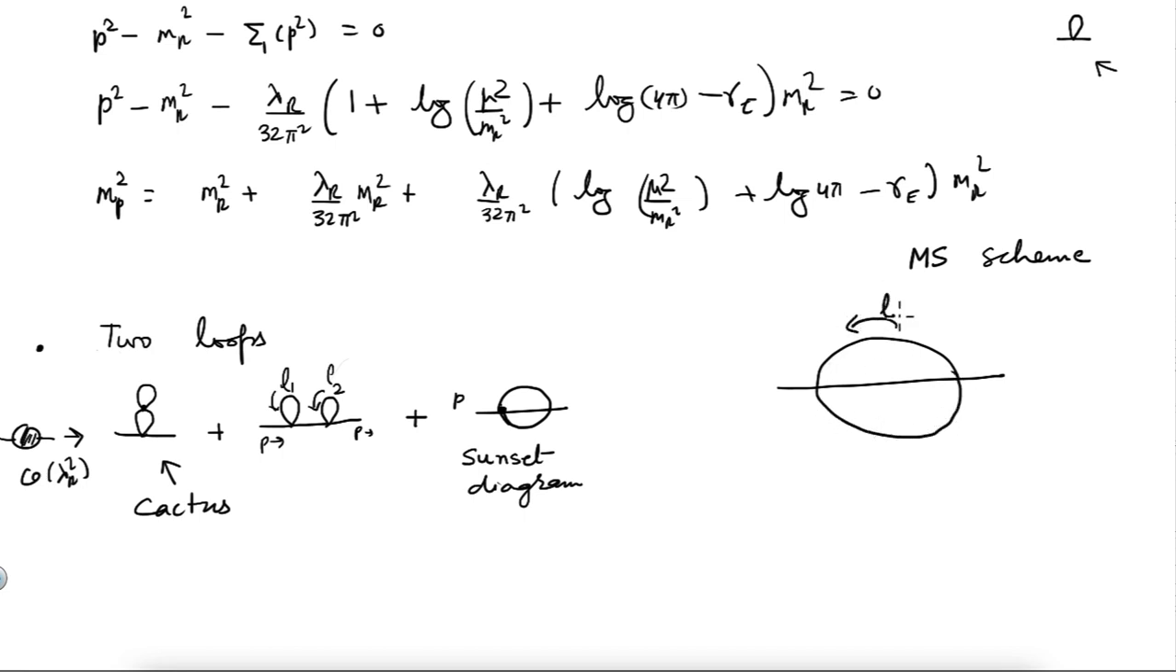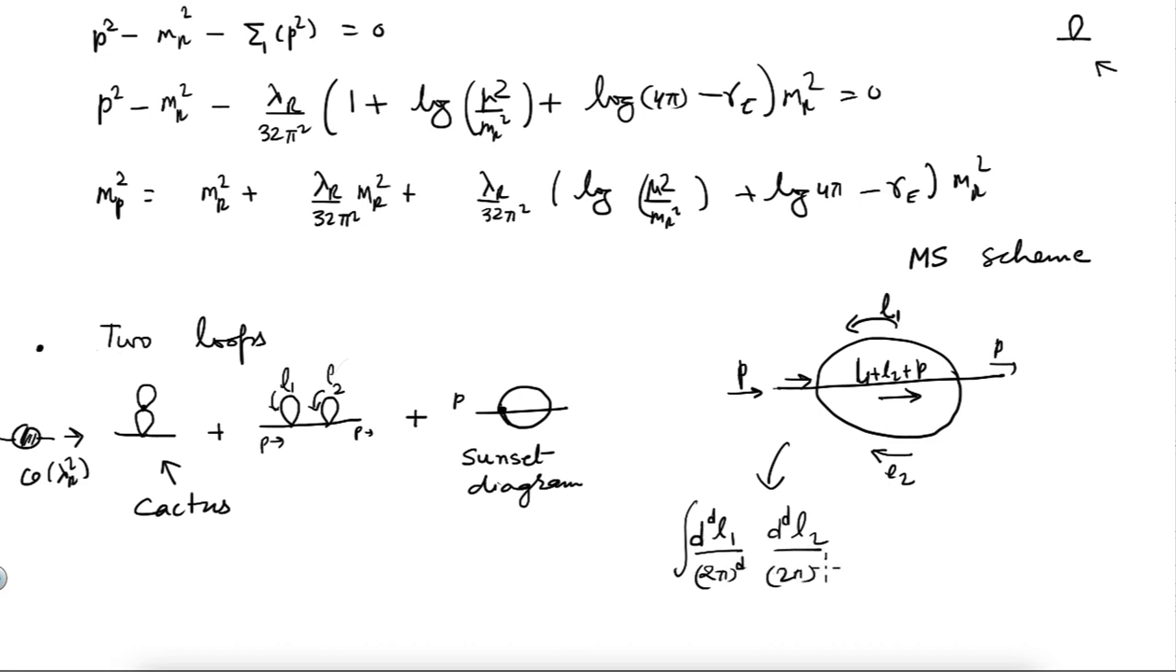So let's say you put L1 here, L2 here, p you have entering here. Okay, so this will be p, L1, plus L2 plus p. That's what will enter here, right? Okay, so now you see that when you write down the integral for this one, it will be d^d L1 d^d L2, with these factors also, and then you will have i over L1 square, i over L2 square, and i over (L1 plus L2 plus p) square. Okay, I forgot to write mr square plus epsilon.